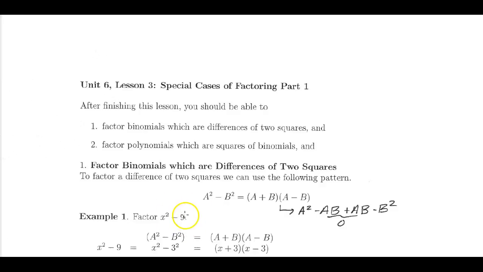So for example, if we want to factor x squared minus 9, this is a difference. x squared is a square, 9 is a square number, so this is a difference of two squares. And it can be written as x squared minus 3 squared. And so using the pattern a plus b times a minus b, our a now is x, and our b now is 3. So if we write this as x plus 3 times x minus 3, those are the factors of x squared minus 9.